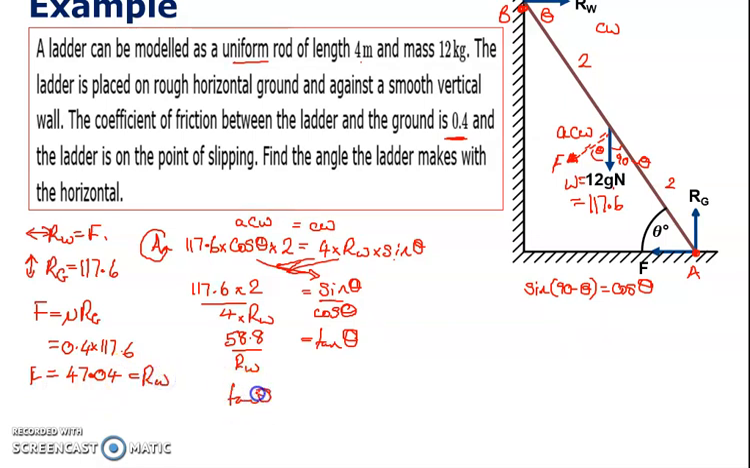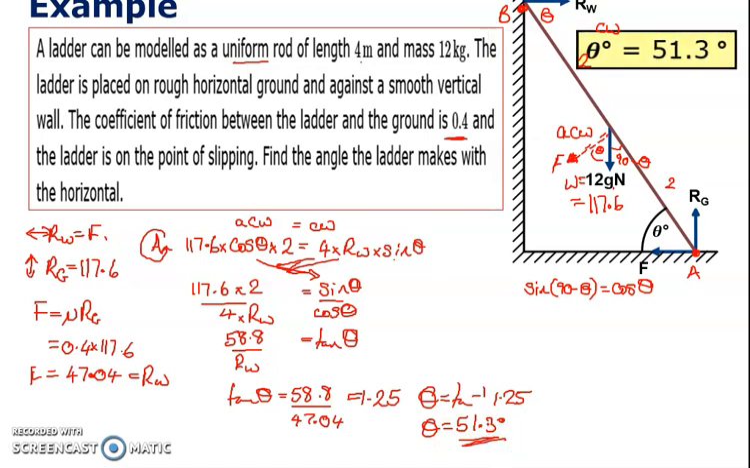So tan theta therefore is equal to the 58.8 divided by the RW, 47.04, slightly more than 1. What is it, 58.8 divided by that answer, I get 5 over 4, 1.25. And so it's quite easy therefore to say that theta is the inverse tan of 1.25, and I get 51.3 degrees. Theta is 51.3 degrees, to 3 significant figures. So we've done them right.